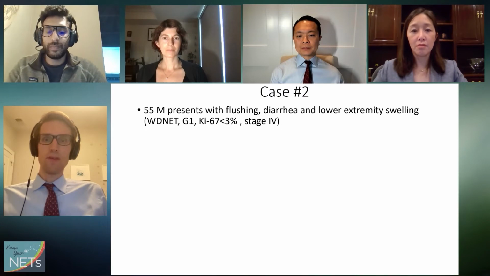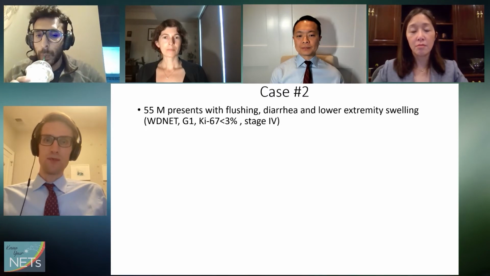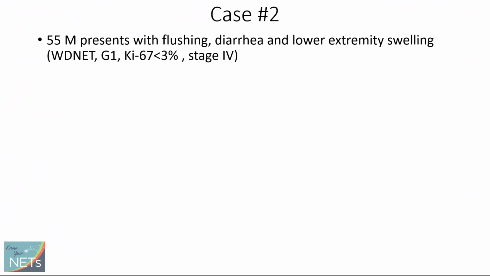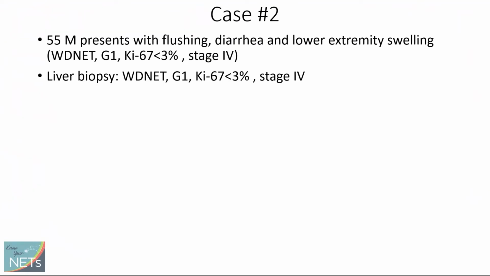Perfect. Thank you. All right. Case number 2, 55-year-old male. Presents with flushing, diarrhea, and lower extremity swelling. Biopsy, same as before, well differentiated neuroendocrine tumor, low grade, stage 4. Liver biopsy is here. Serotonin 1500, a little higher than the previous patient.